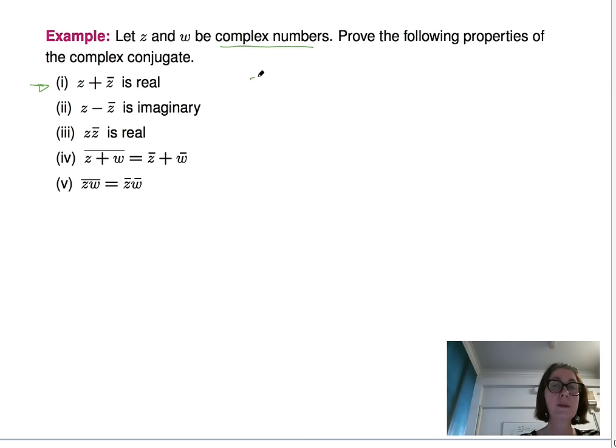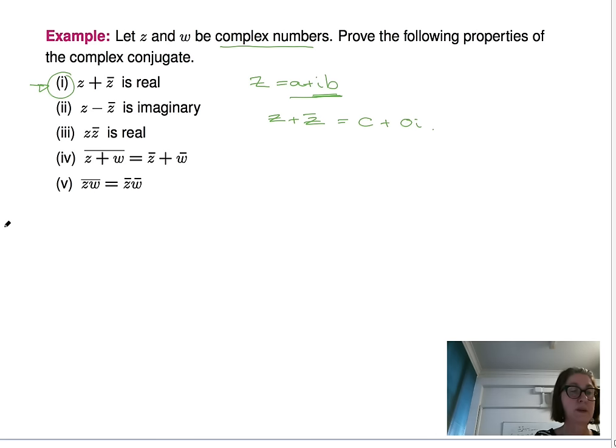So I'm starting off with z being some arbitrary complex number, a plus ib, and this first property says that it doesn't matter what complex number we start off with, maybe it's got a non-zero imaginary part, maybe it's got zero imaginary part, but whatever the form of the complex number is, if we add that to its complex conjugate, we're always going to get something that's a real number. So it's going to be some number that has zero imaginary part. So that's sort of a curious thing, but it's pretty easily shown.